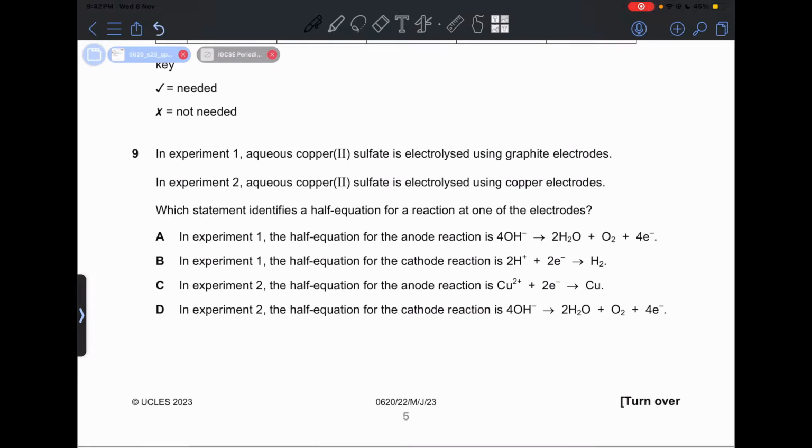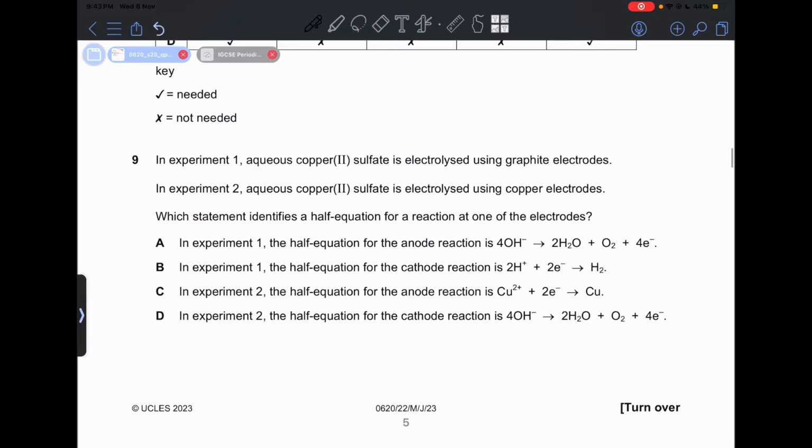Number 9, in experiment 1, aqueous copper 2 sulfate is electrolyzed using graphite electrodes. In experiment 2, aqueous copper 2 sulfate is electrolyzed using copper electrodes. Which statement identifies a half equation for a reaction at one of these electrodes? So actually we know at any anode there is losing of electrons, and at any cathode we have gaining of electrons. And also the graphite, this one, is actually inert, which means that it does not react, and the copper is actually reactive, so it may affect the results.